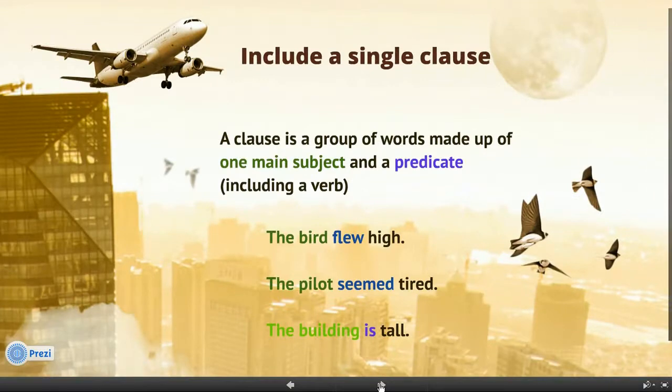The first thing you need to know about a simple sentence is that it includes a single clause. Now, a clause is basically a group of words made up of a main subject and a predicate. A predicate is the rest of the sentence, including the verb. You can take a look at those examples there. We'll talk about what a subject and a verb is in a minute.